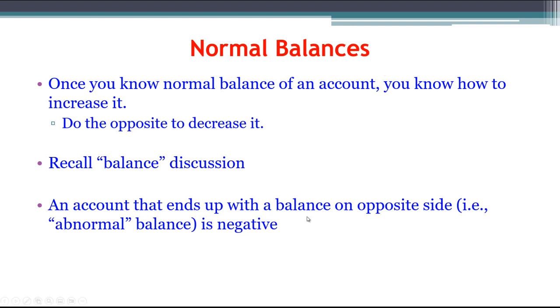Now, most accounts, just by their nature, can only end up on their normal side, and they very seldom, if ever, would fall on the opposite side when all is said and done, the abnormal side. But if they did fall on that abnormal side, even though you won't see a negative sign anywhere, that essentially means it has a negative balance. I'll explain one example later on.